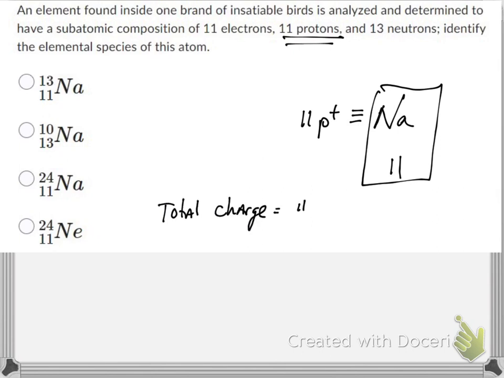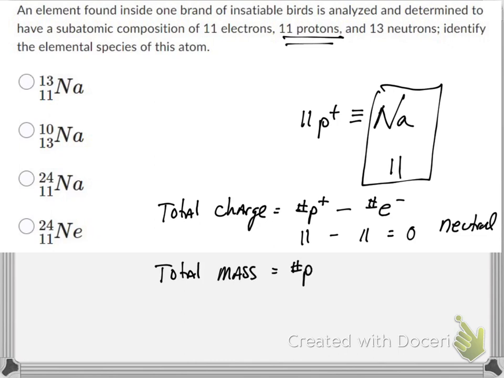Now the total charge is the number of protons minus the number of electrons. And in this case, these are equal: 11 electrons and 11 protons. That means the overall charge here is neutral, or 0. The total mass is the sum of the number of protons plus the number of neutrons. It's called the mass number, and it's given as A. So when we look at this symbol, this is how it's written. A is given as a superscript on the left-hand side. Z, number of protons, is given as a subscript on the left-hand side. And the total charge is on the right-hand side.